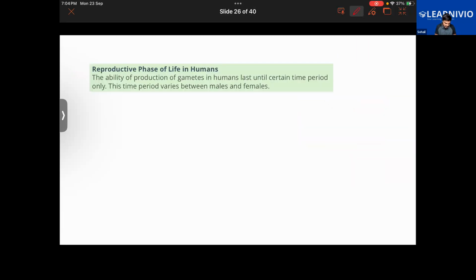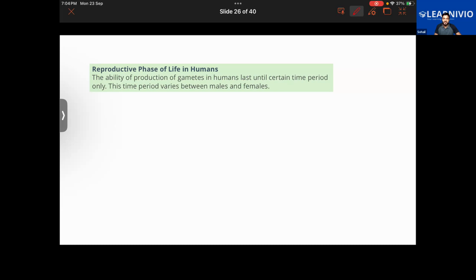Now today we are going to learn about the reproductive phase of life in humans. Talking about the reproductive phase in humans, it is different in males and females. In females, the reproductive phase will end after a certain age in their life, but in the case of males, it continues. The reproductive phase differs in the male and the female body primarily because of the way the hormones work.